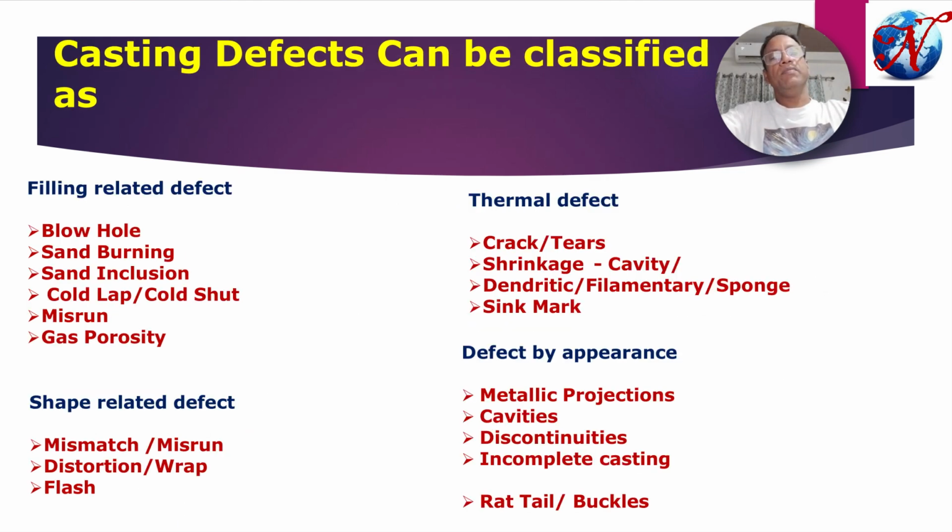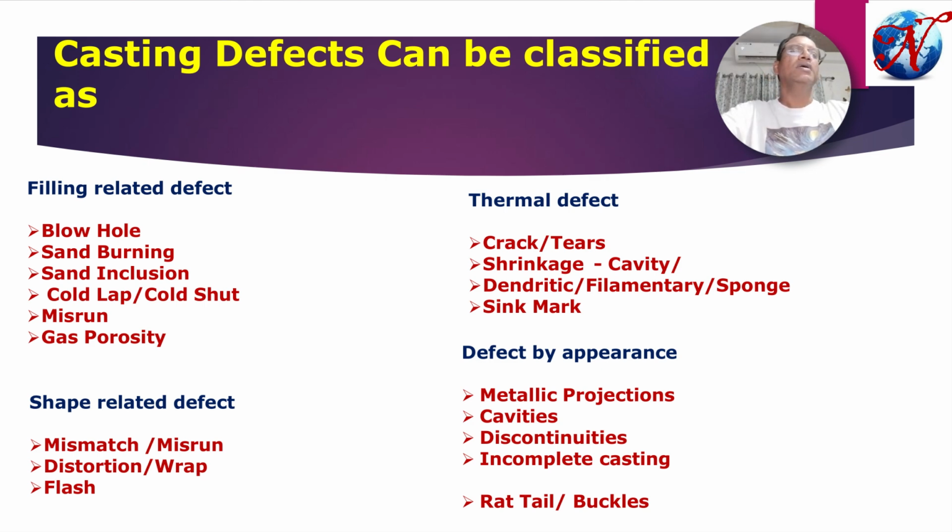In a similar way, casting defects include filling-related defects like blowholes, sand burning, sand inclusion, misrun, and gas porosity, and shape-related issues in the casting like mismatch, misrun, distortion, and air flash, and thermal problems due to casting formation, like cracks, air tears, dendritic, filamentary, spongy appearances, sink marks, shrinkages or cavities.